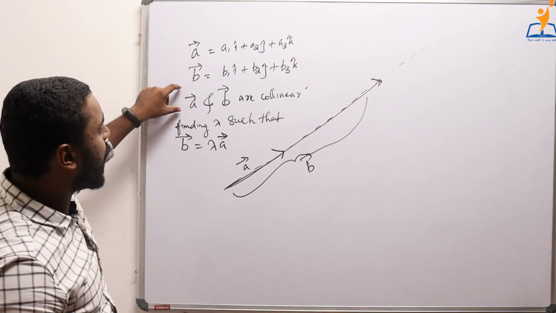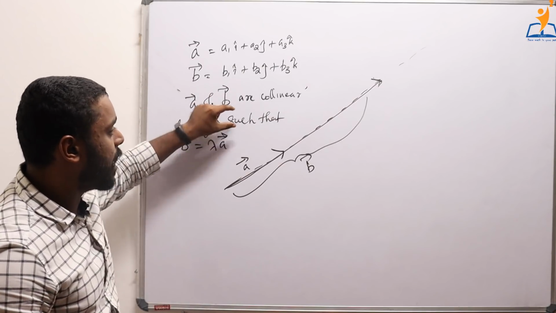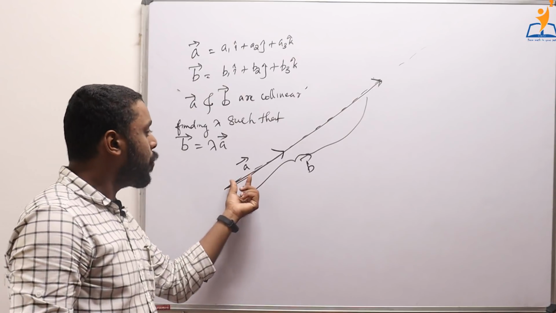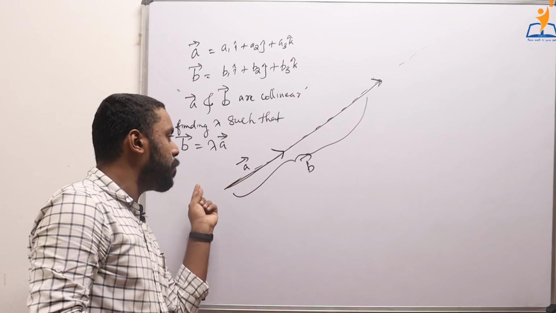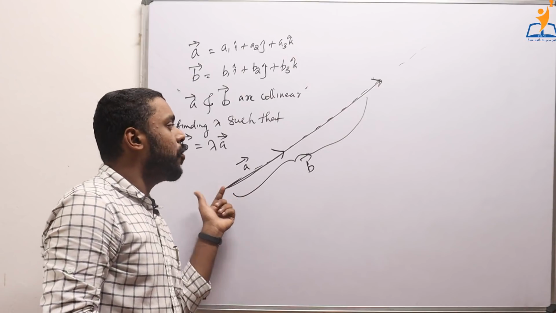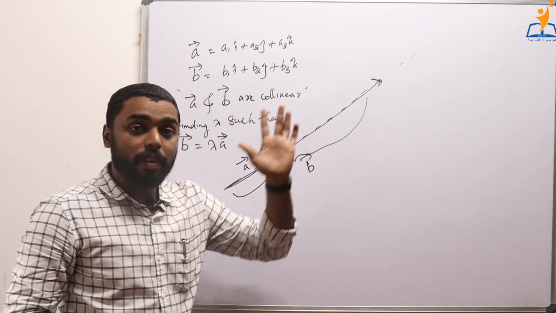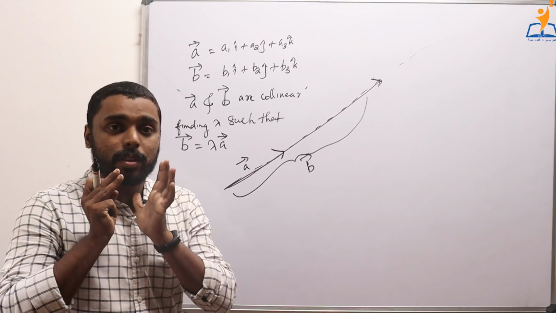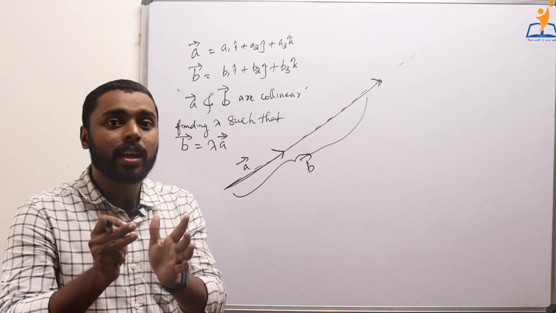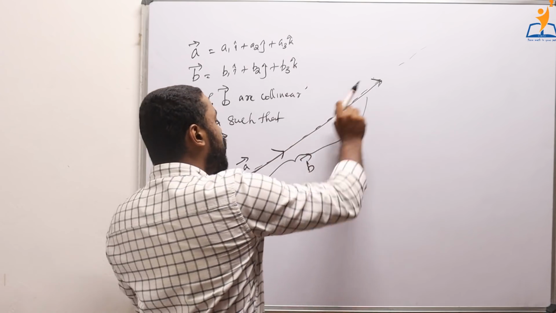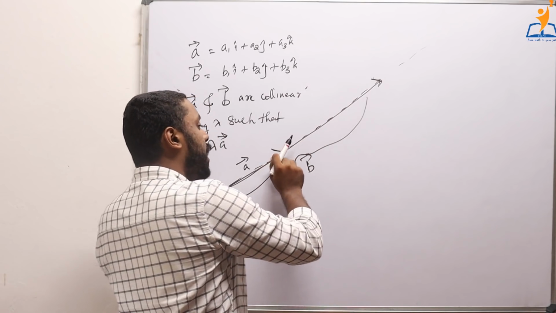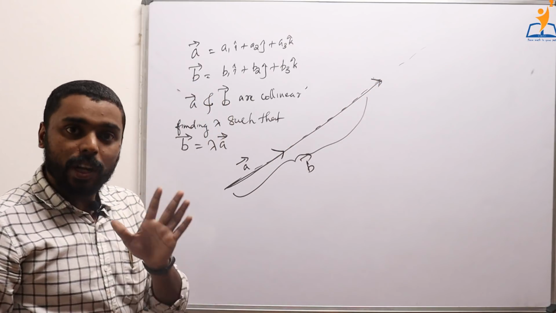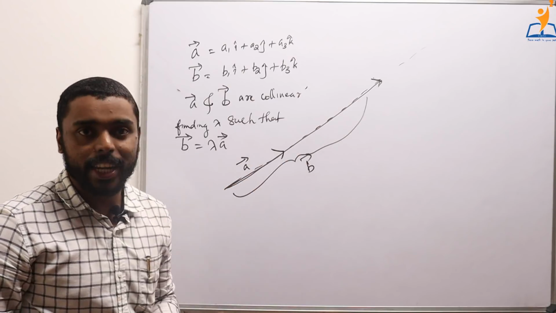So in order for a and b to be collinear, we have to find a lambda such that vector b is equal to lambda into a, which means that if we multiply lambda with a, we should get b. Always remember that whenever we multiply a vector with a scalar, the new vector is obtained by enlarging the original vector. Here we have to enlarge this vector until it becomes b. Such a lambda should be found out. Only then we can say that these two vectors are collinear, right?